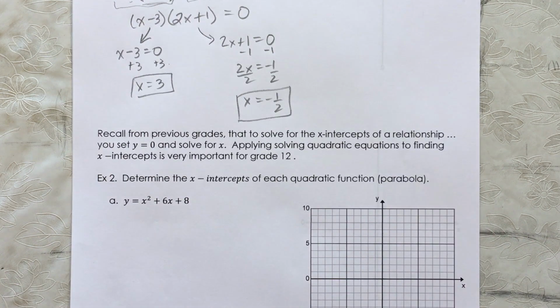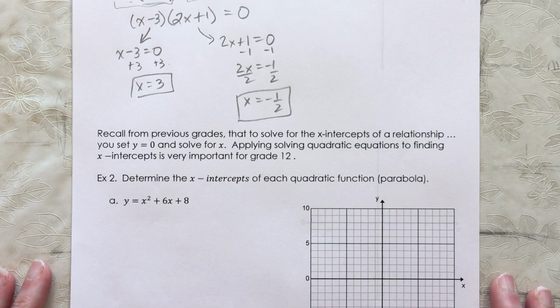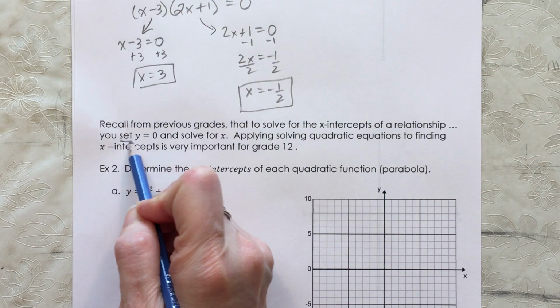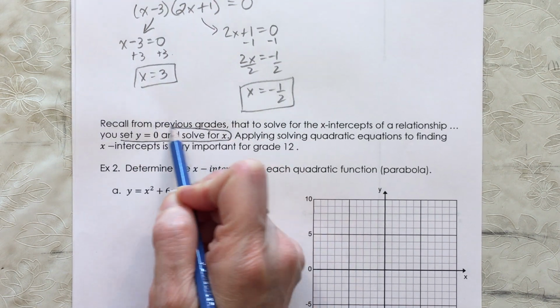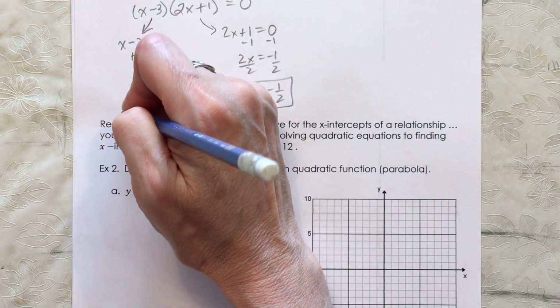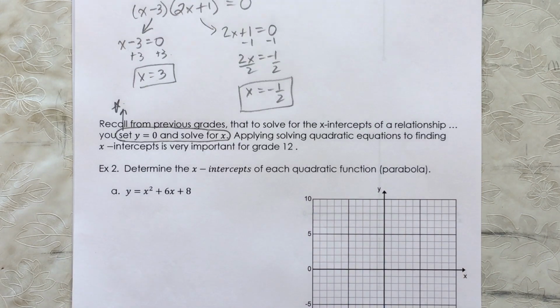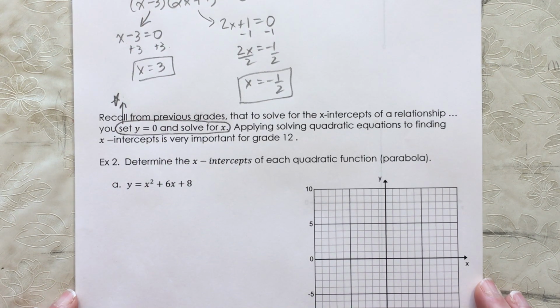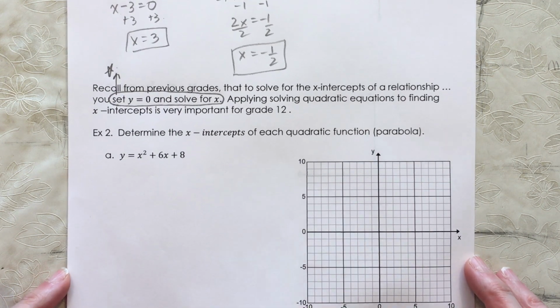Recall from previous grades how to solve for the x-intercepts of a relationship. Anytime you're asked to find x-intercepts, we did this in grade 9 and again in grade 10. The rule is you always set y equal to 0 and solve for x. Set y equal to 0 and solve for x. So when you're finding an x-intercept, set y equal to 0 and solve for x. So applying solving quadratic equations to finding x-intercepts is very important for grade 12, and that's why we're going to review this concept, which you should hopefully have done in grade 10.